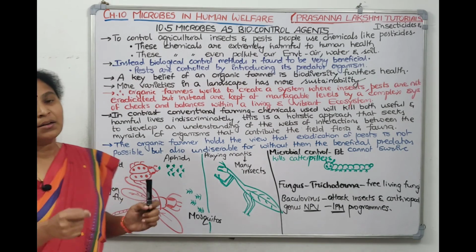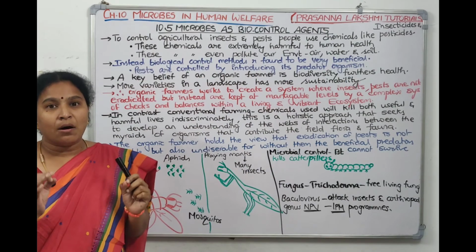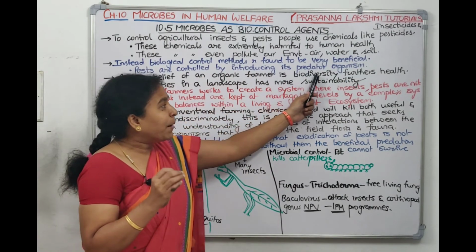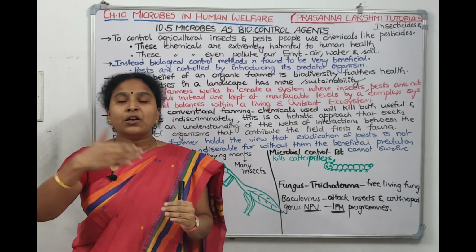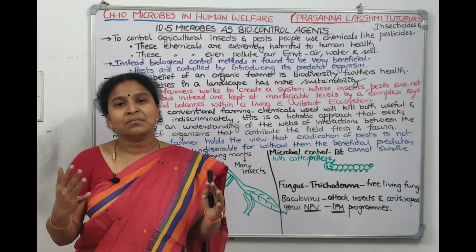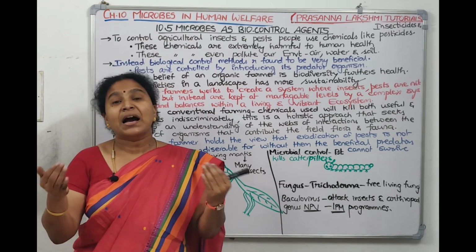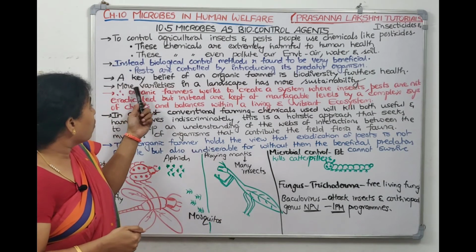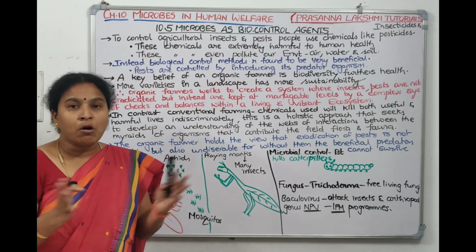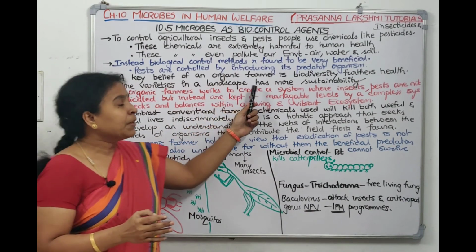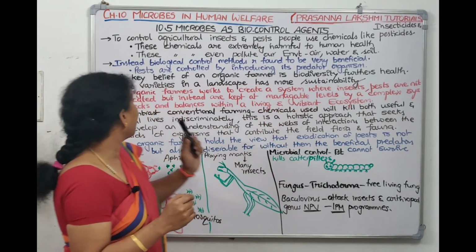Now this is what organic farming means. This is what biocontrol means. An organic farmer believes that biodiversity will further the health. What do you mean by biodiversity? Having different organisms, right? If different organisms are there, then it is diversified. So if the ecosystem is diversified, then we are healthy. So more varieties on the landscape. An organic farmer believes that if there are more varieties of organisms on the landscape, then that landscape will sustain for a longer period. That is what they believe, right?